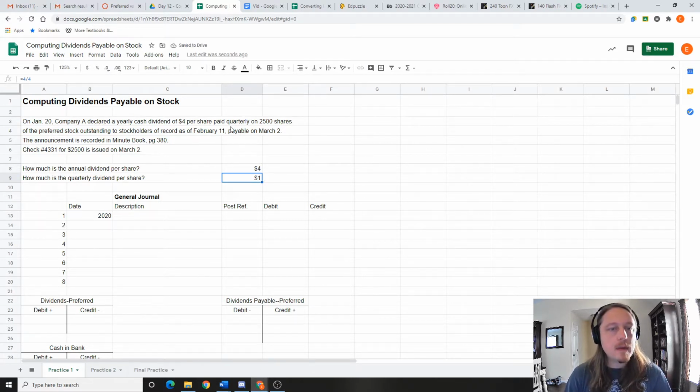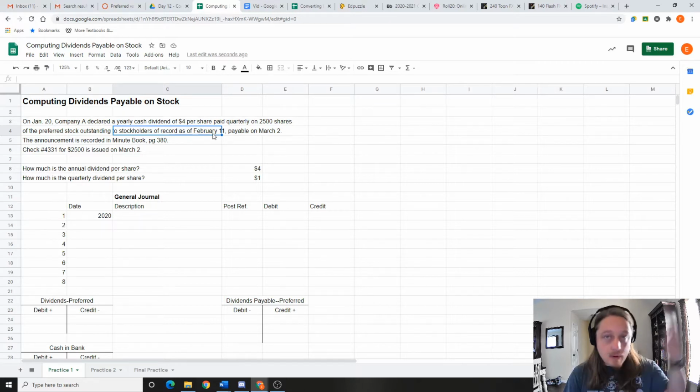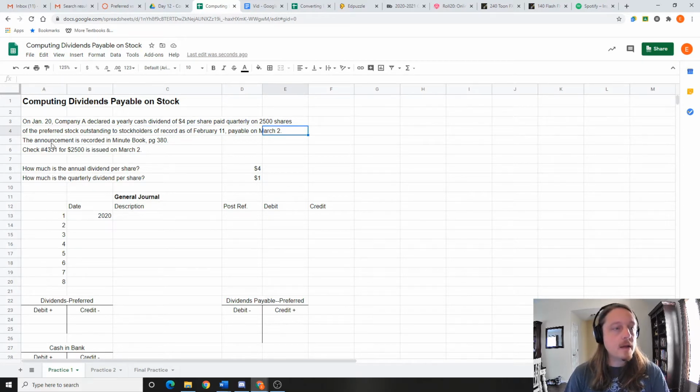Okay, let's go back up. So we're paying this quarterly on 2,500 shares. The preferred stockholders are guaranteed dividends outstanding to stockholders of record as of February 11th, payable on March 2nd. So the first payment is going to go out on March 2nd. This memo went out on February 11th, and the announcement is recorded in Minute Book, page 380.